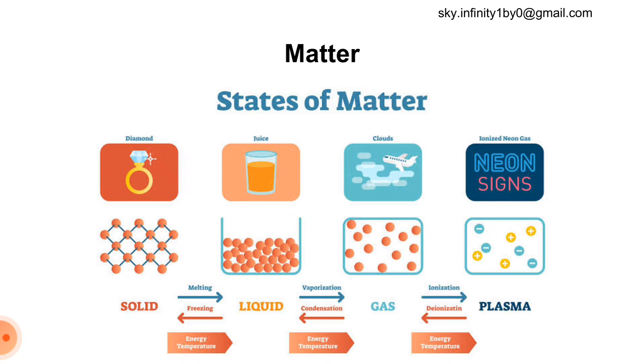When we come across matter, matter is nothing but something that occupies space and has mass. There are three states of matter which we are going to look into, but there is also a fourth state, which is the plasma state. The first state which we are going to look at is the solid state.